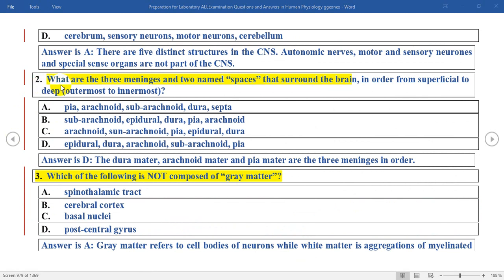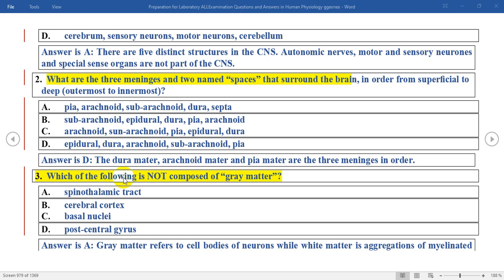Question number 2. What are the 3 meninges and 2 named spaces that surround the brain, in order from superficial to deep, outermost to innermost? The options list combinations of dura, arachnoid, subarachnoid, epidural, and pia. The answer is D.